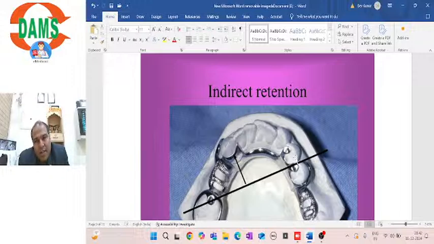Then you do master cast surveying. After master cast surveying, if you see everything is perfect, there is no problem, then you do the relief and the blockout in the master cast. After doing relief and the blockout in the master cast, then you go for duplication in the refractory material, then you get a refractory cast.